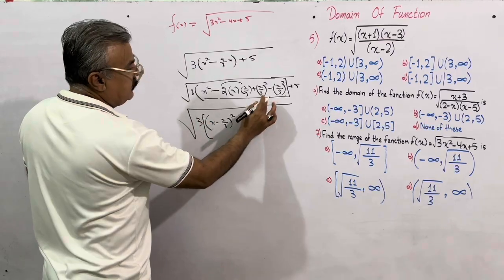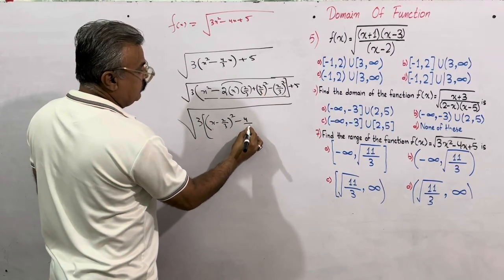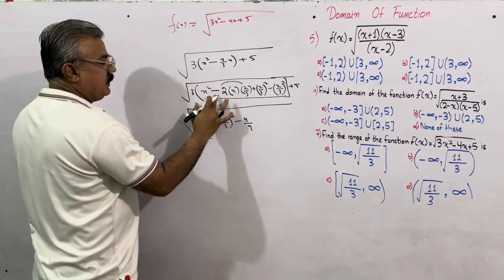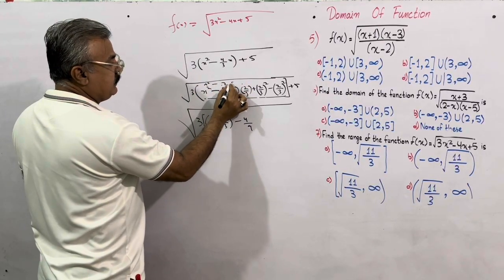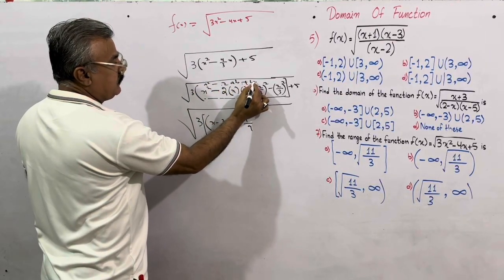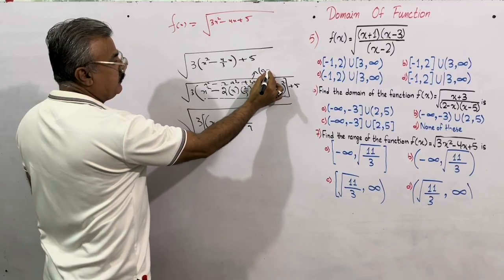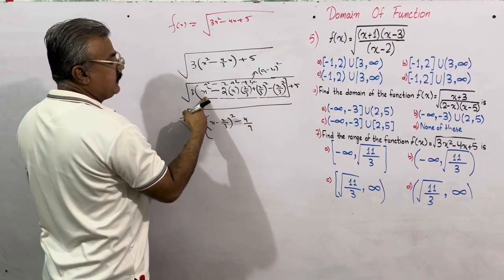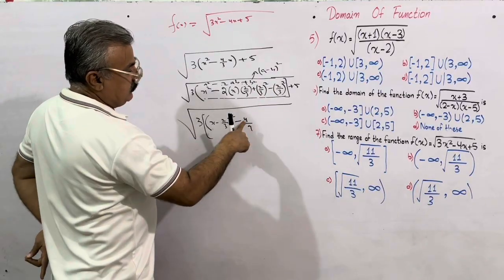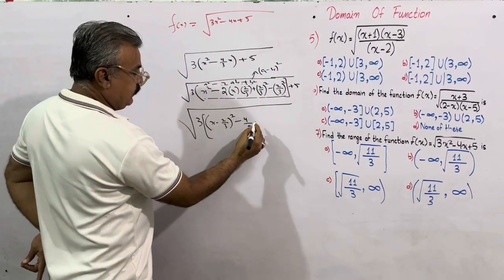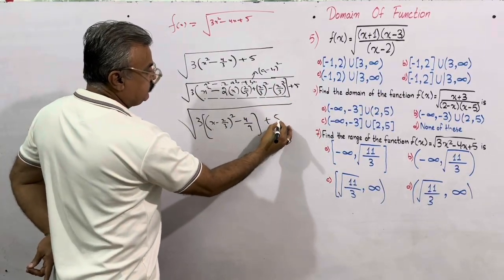Square of 2 over 3 is 4 over 9. a square minus 2ab plus b square, instead of this, I have written a minus b whole square. Mine a is x, mine b is 2 over 3. I have written that. Okay, this is 4 over 9, plus 5.